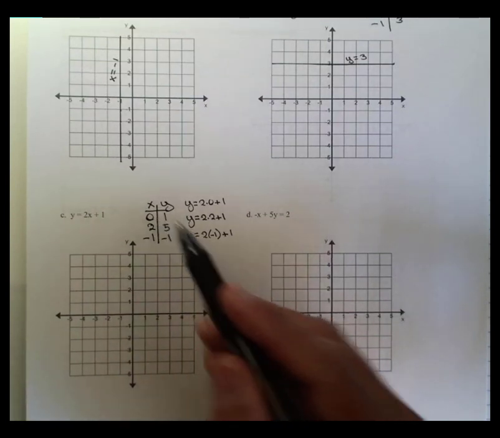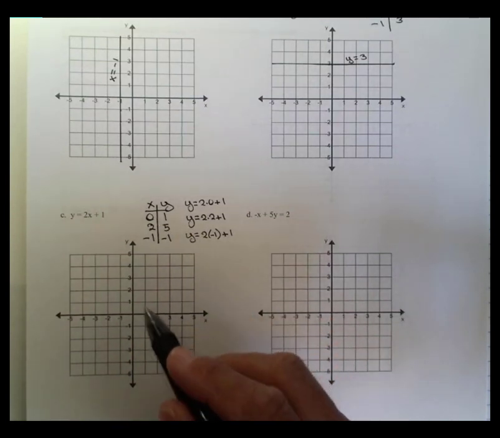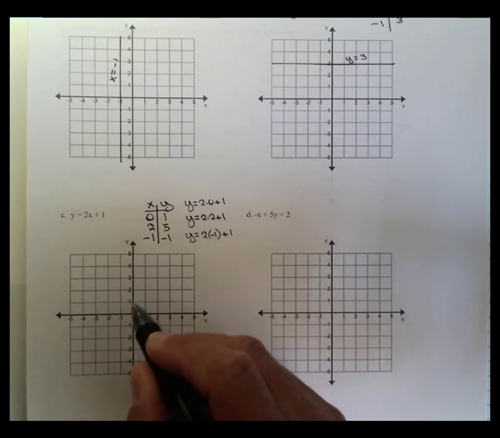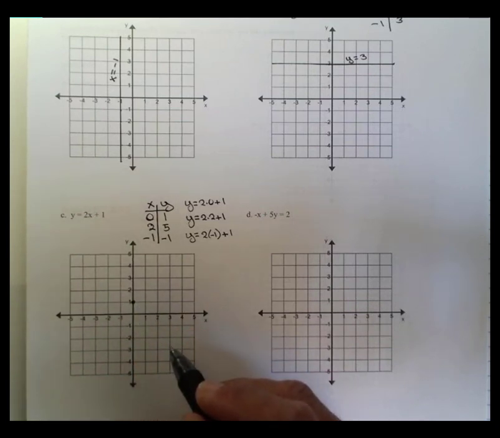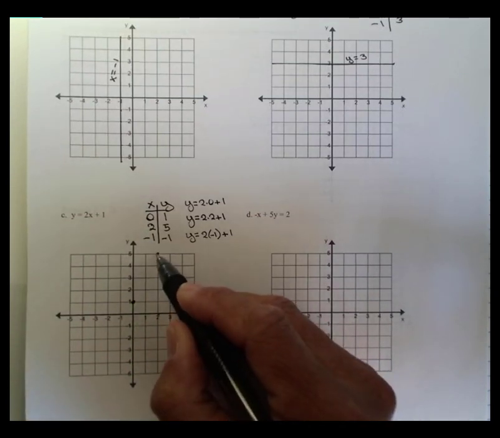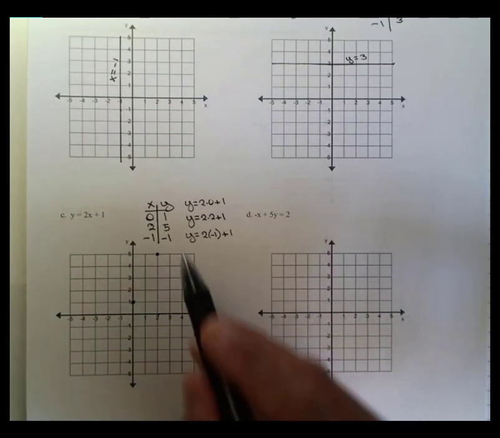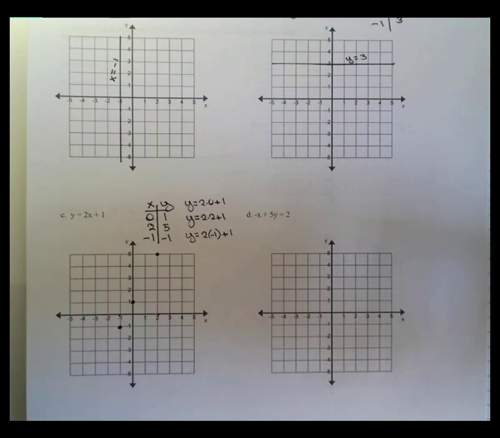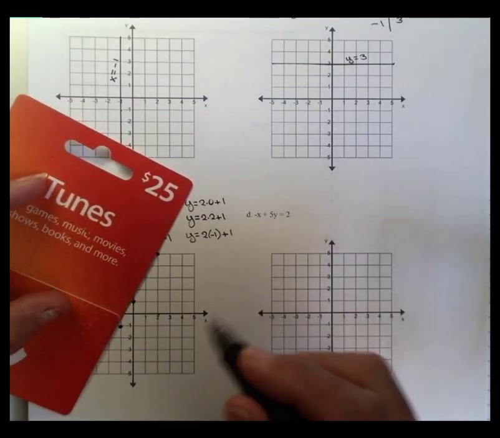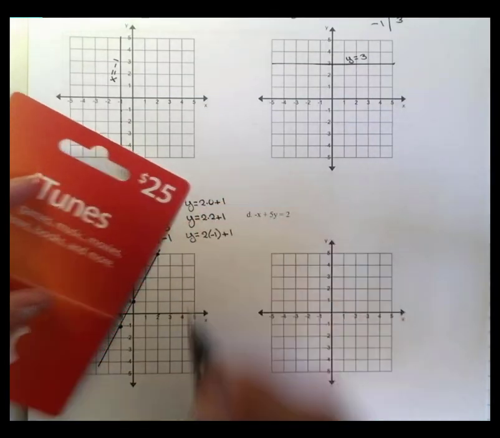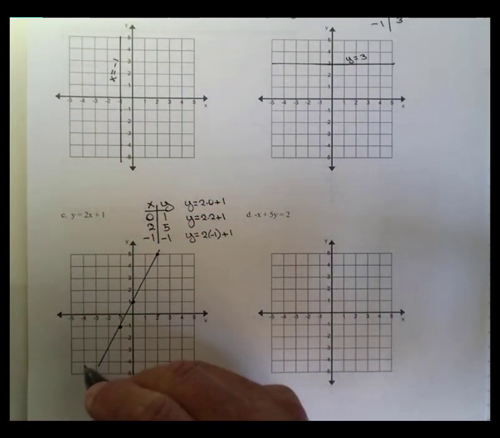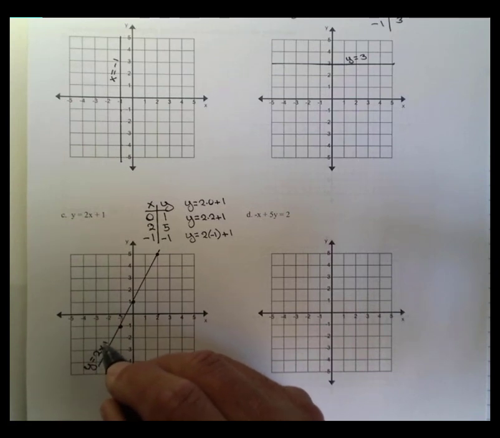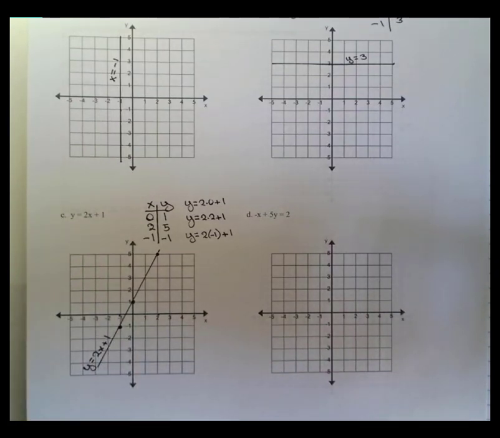So I'm going to plot these and see if they're all in a straight line. 0 on the x-axis, but 1 on the y-axis gives me the point (0, 1). And then an x of 2 and a y of 5. Both of those are positive. There I am in quadrant 1. And then I'm going to go negative 1 for x and negative 1 for y. Here I am. And then I'm going to see, did those 3 points fall in a straight line? Looks like they did. So I'm fairly certain that this line, I could label it, it is y is equal to 2x plus 1. That's the linear equation for that one.